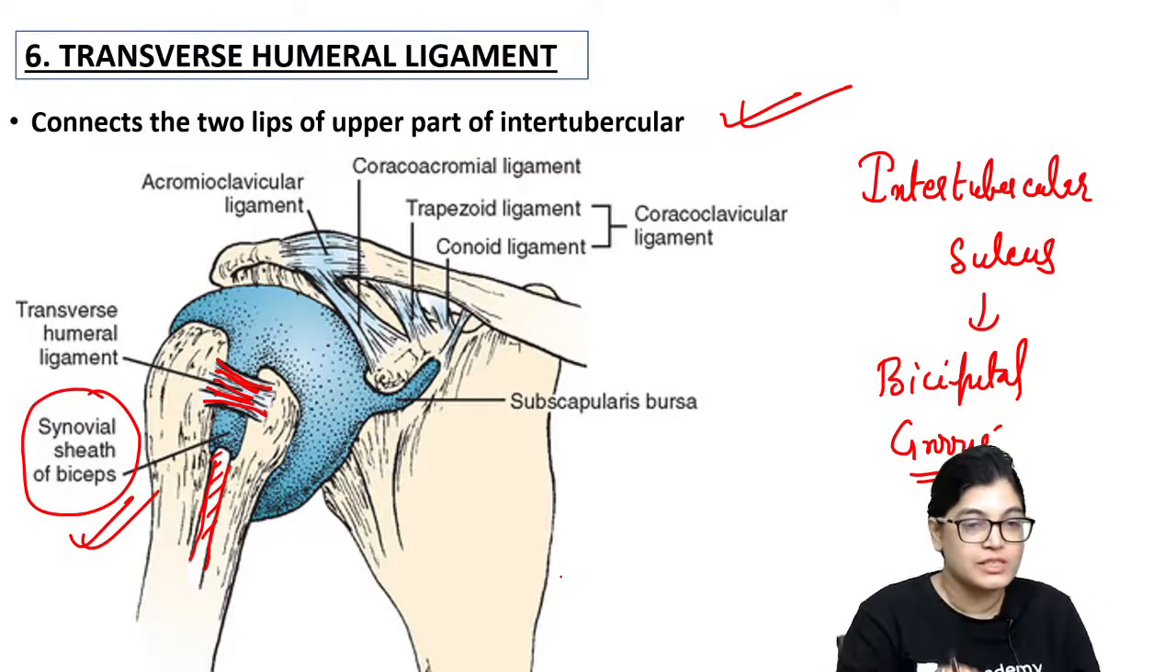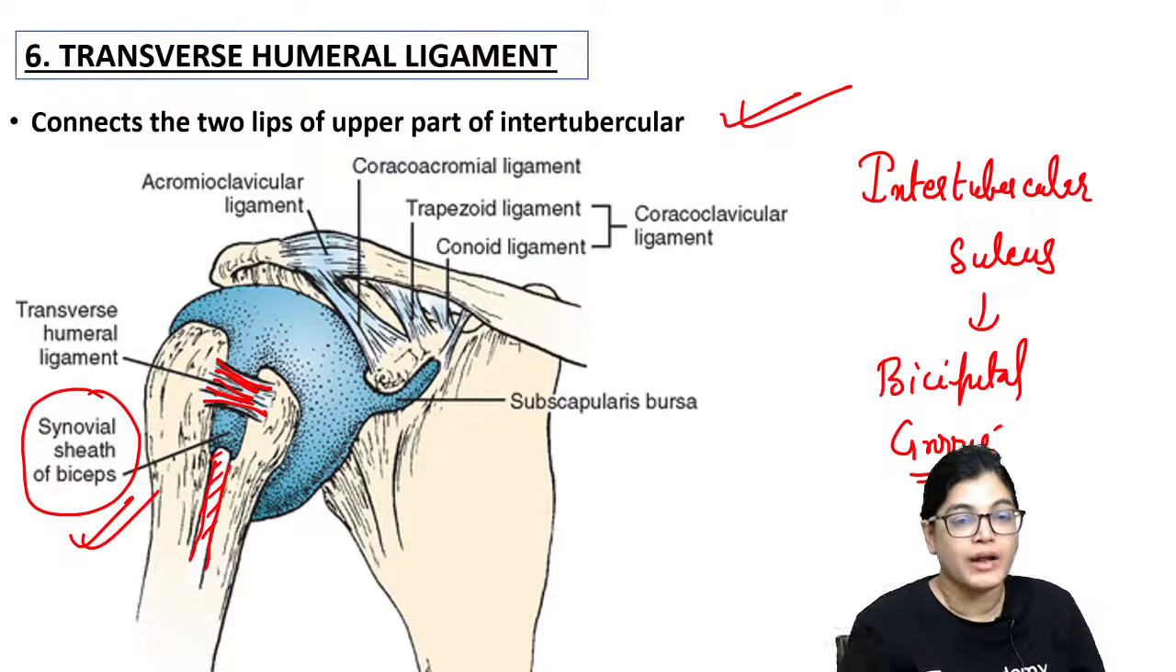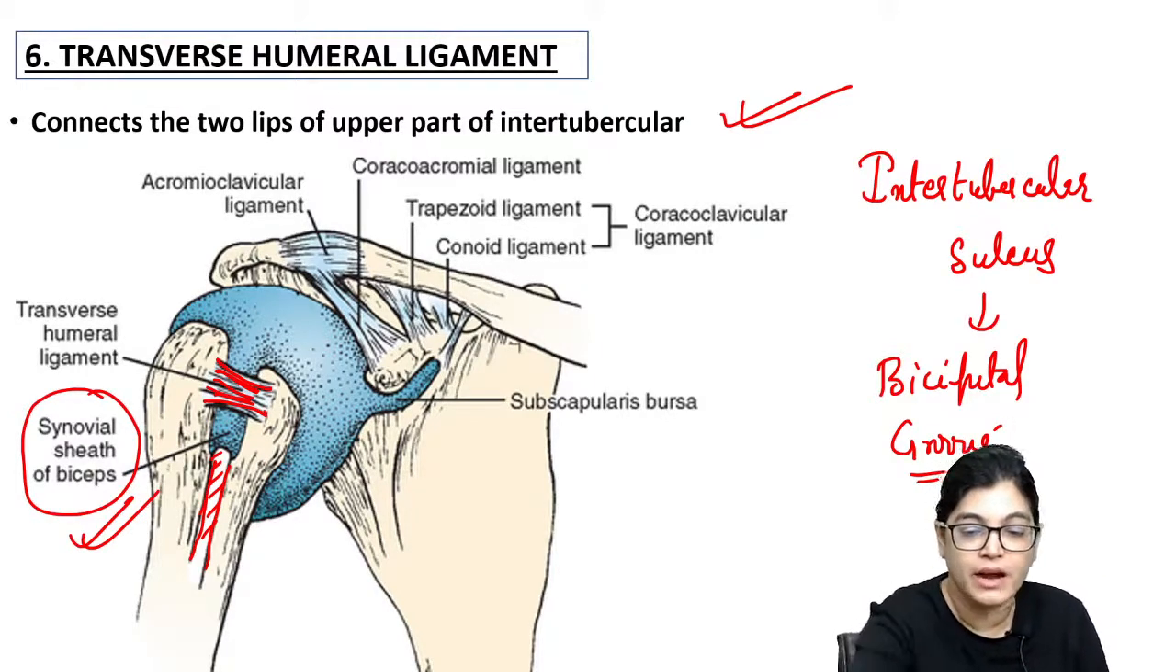The structure which is passing below it, what is the name of the structure? The structure is the long head of biceps, and the origin of the long head of biceps brachii muscle is intracapsular. So these are the points which should be memorized if you are going to study the ligaments of the shoulder joint.